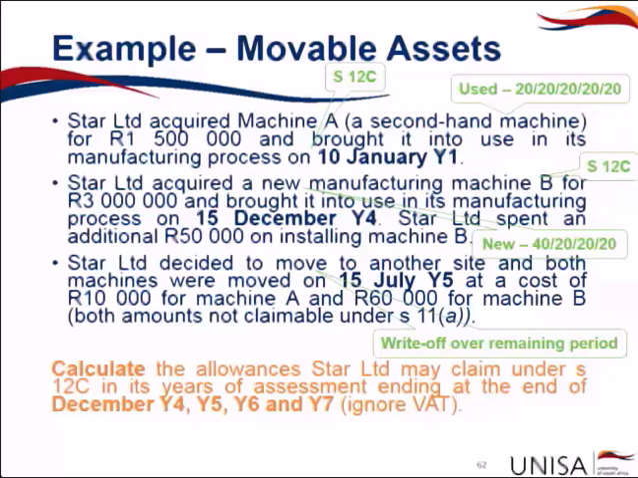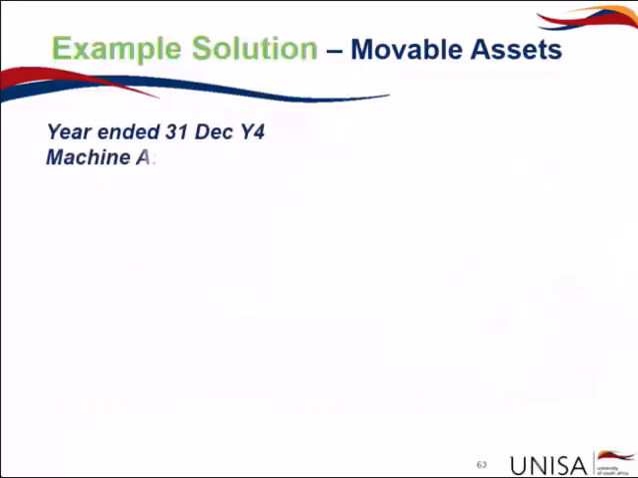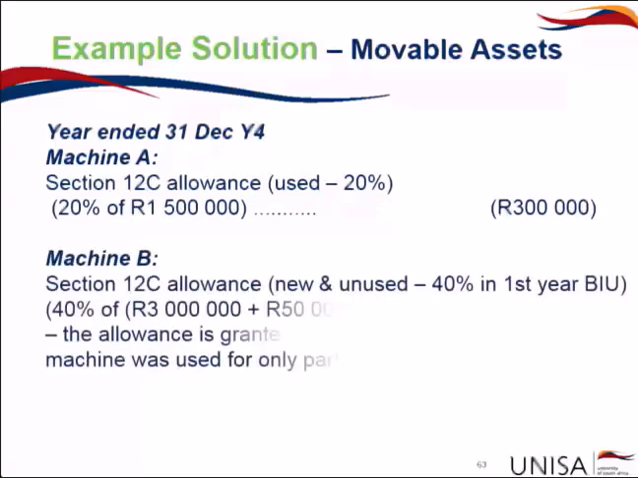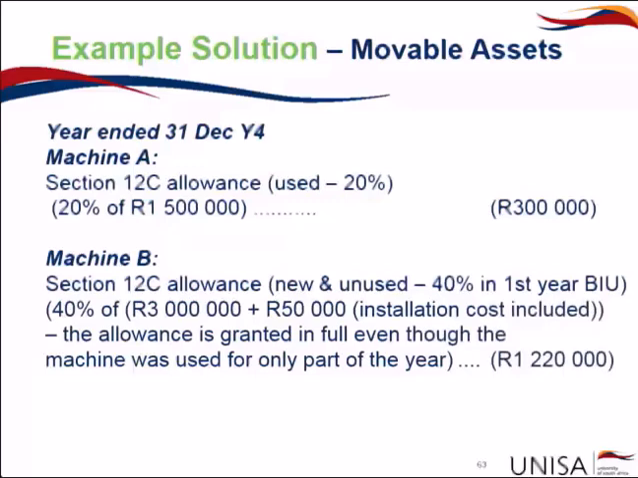So in year 4, if we have a look at machine A, this would be the 4th year that we have machine A, and it would be at 20%, that we would get the allowance on that 1.5 million. In year 4, we purchased machine B. Therefore, we will get the allowance for the first year, but remember it was new, so we're going to get 40% on the 3 million plus the 50,000 installation cost.